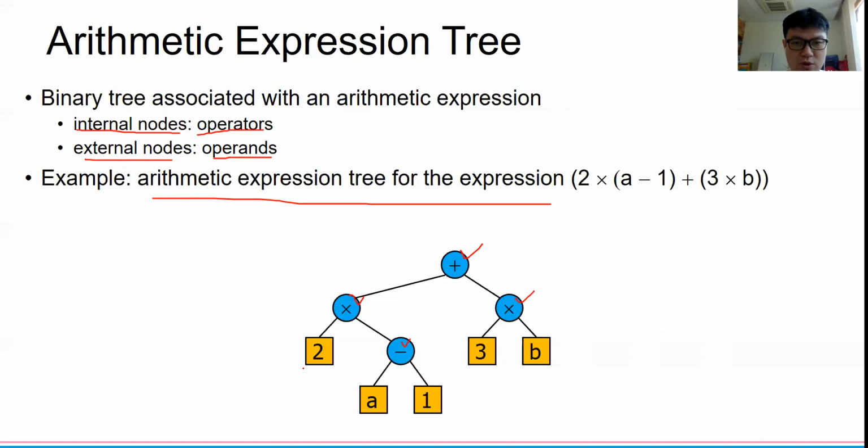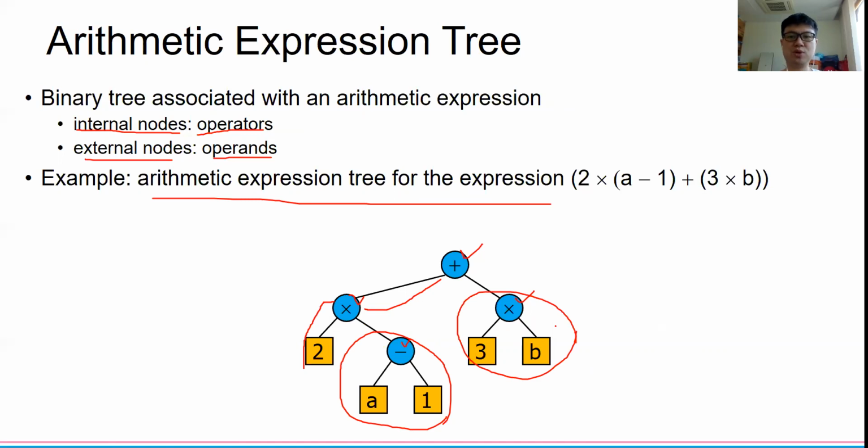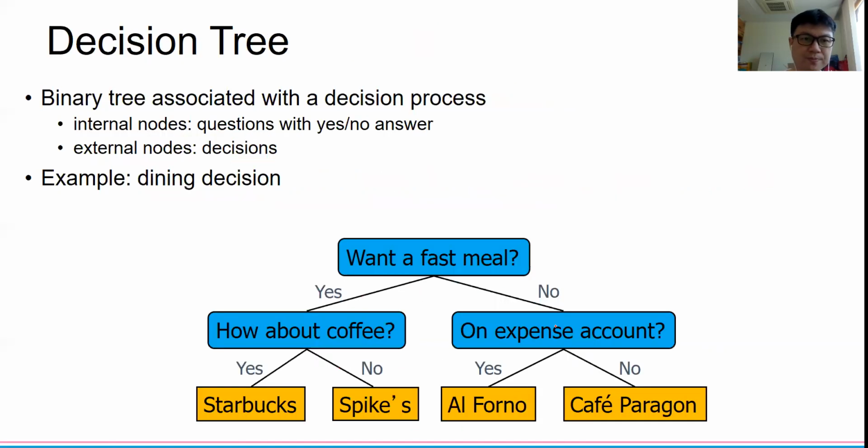So we have this one, 2 multiplied by a minus 1. a minus 1 will be in the parentheses. After we have 2 multiplied by (a minus 1), we will add the value to 3 multiplied by b. So using this expression tree, it would be easier for you to calculate an arithmetic expression. Or in another kind of application, you can use the decision tree.